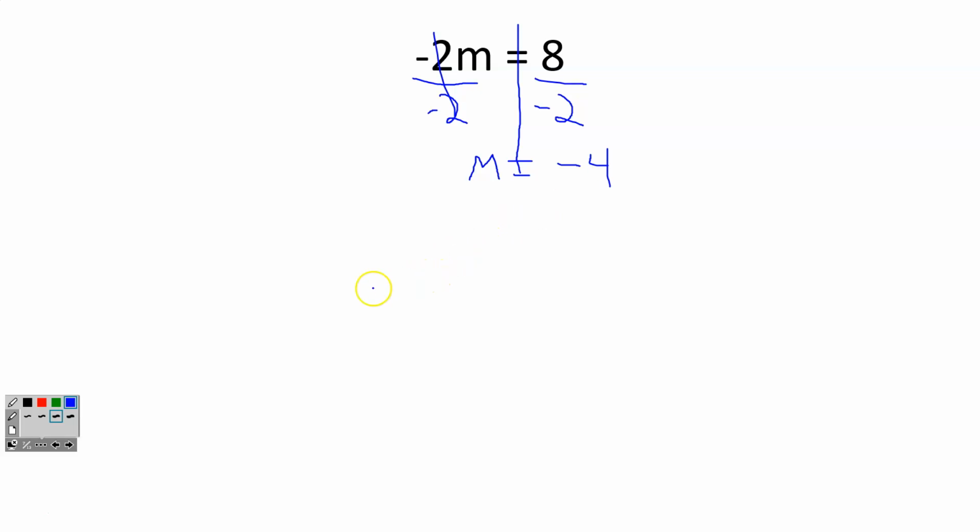If I want to check my work, that would give me negative 2 times a negative 4. A negative times a negative is a positive. And then 2 times 4 would give me an answer of 8. So my answer is correct.